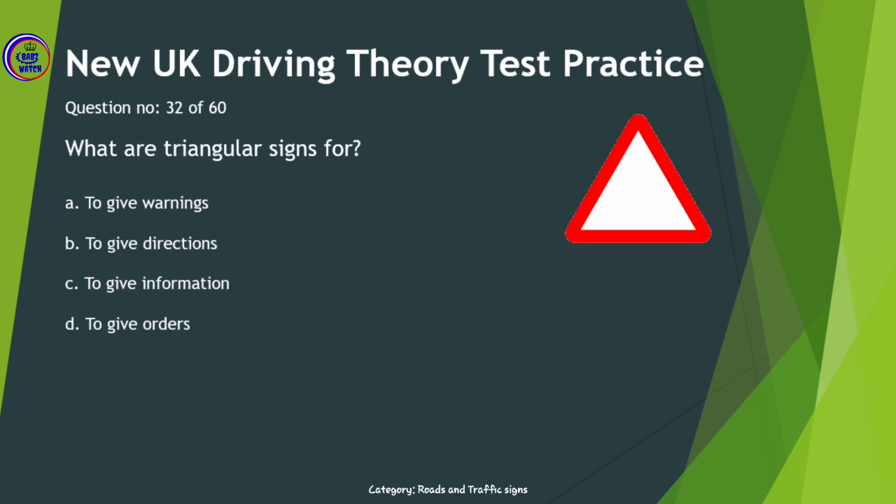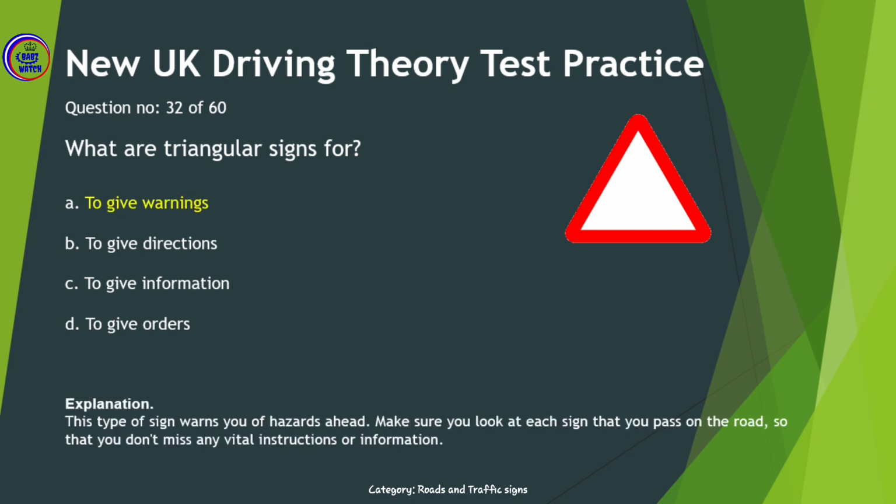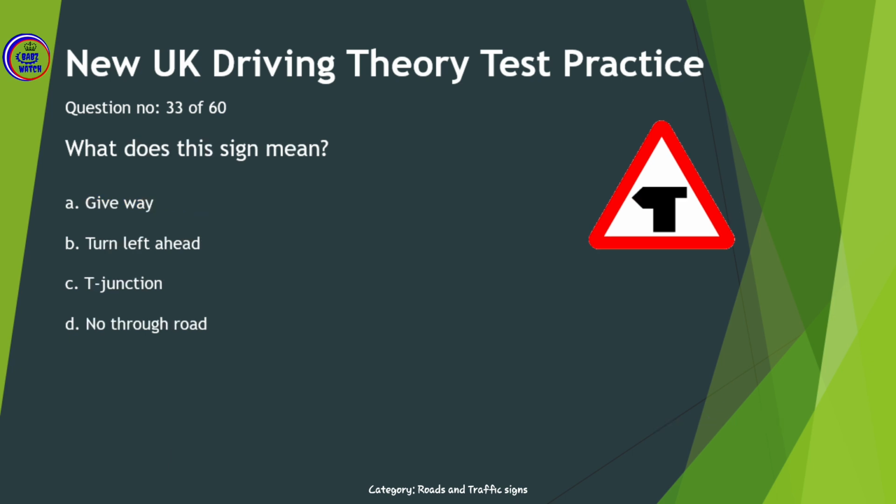Question 32 of 60. What are triangular signs for? A. To give warnings. B. To give directions. C. To give information. D. To give orders. The correct answer is A. To give warnings. Explanation. This type of sign warns you of hazards ahead. Make sure you look at each sign that you pass on the road, so that you don't miss any vital instructions or information.